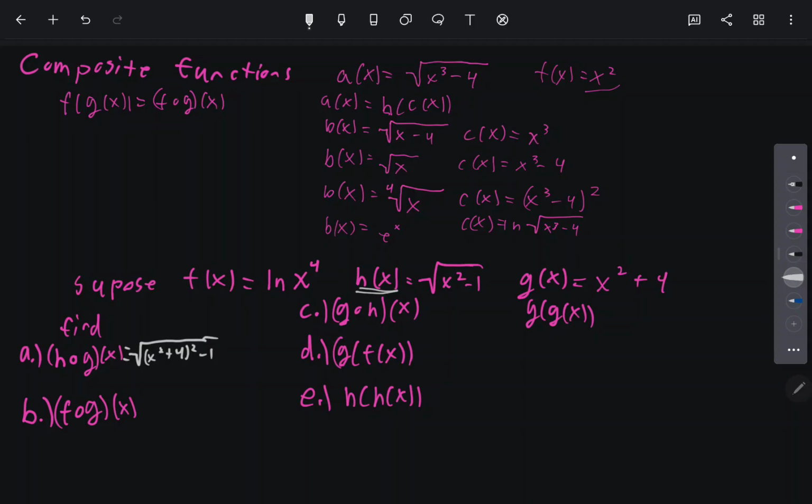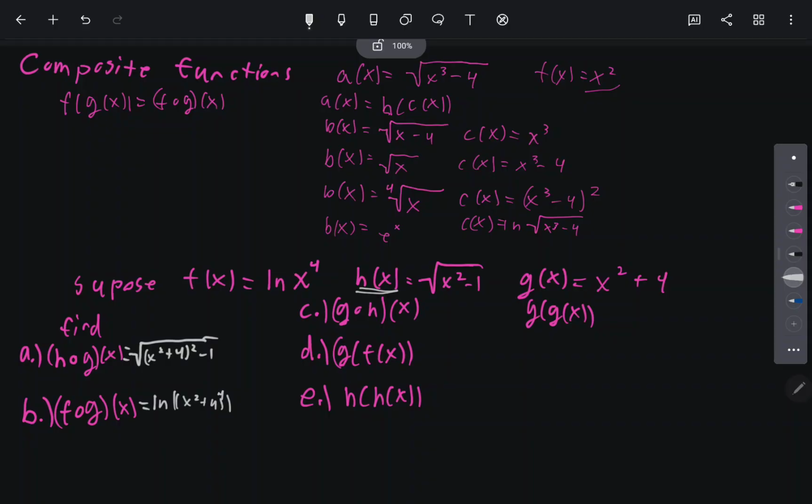If you really wanted to break this out, you can, but I wouldn't recommend it. What about f of g of x? So we would get the natural logarithm of, let's see, that would be x squared plus 4, and this here would be to the power of 4.